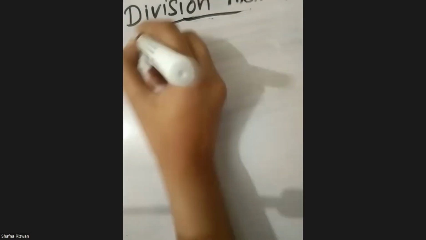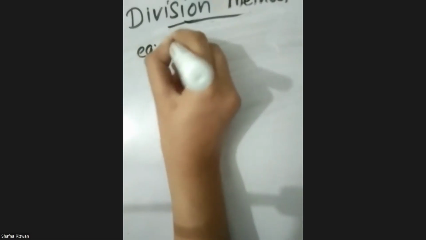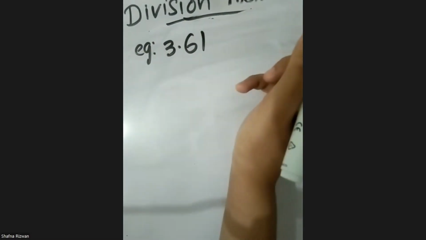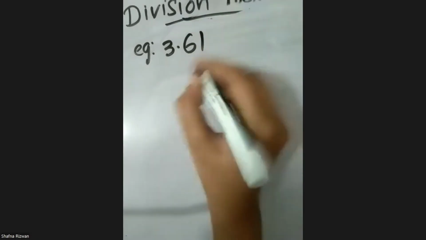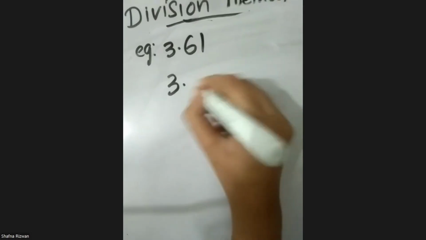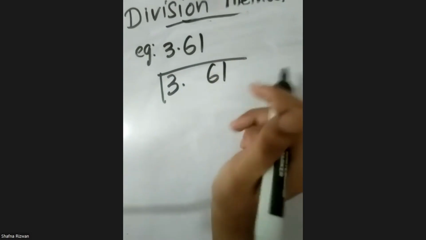Okay, now let's take one example using a decimal number. If I take 3.61, now I have to find the square root of this number. How can I do it? First of all, separate. That is 3 point space 61 and divide it.